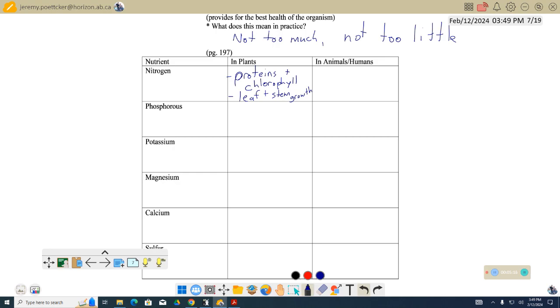All right. Animals and humans. You're going to notice some similarities. Proteins. Also, growth and repair. You will also find nitrogen in nucleic acids, which we're going to talk more about in a little bit. But the big thing that we're going to find is nitrogen in humans is going to be proteins. Okay, phosphorus. In plants, this is going to be root and flower growth.